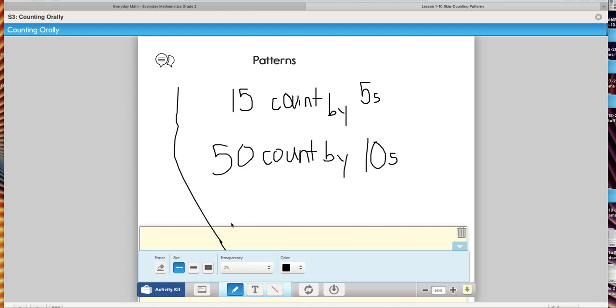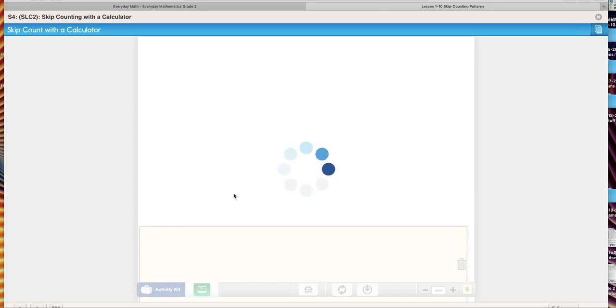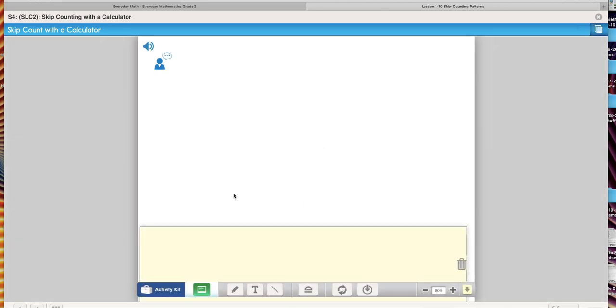Fantastic. Okay, let me switch my screen here. Now, if you have a calculator at home, fantastic. I'm going to pass them out here. These friends, when we are done with them, we'll actually put them in our toolkits. They will be part of the toolkits that stay in our cubbies. So let me find our numbers here.